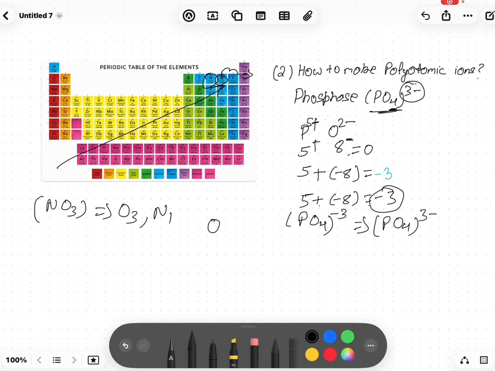So oxygen will gain 2 electrons to resemble a noble gas, and if oxygen is getting 2 electrons, then nitrogen will have to lose all its electrons to resemble a noble gas. So in this case, nitrogen will get a charge of 5 positive. You can see 1, 2, 3, 4, then 5 to resemble neon. Okay, let's just try to make a polyatomic ion. It will be N 5 positive, oxygen 2 negative.